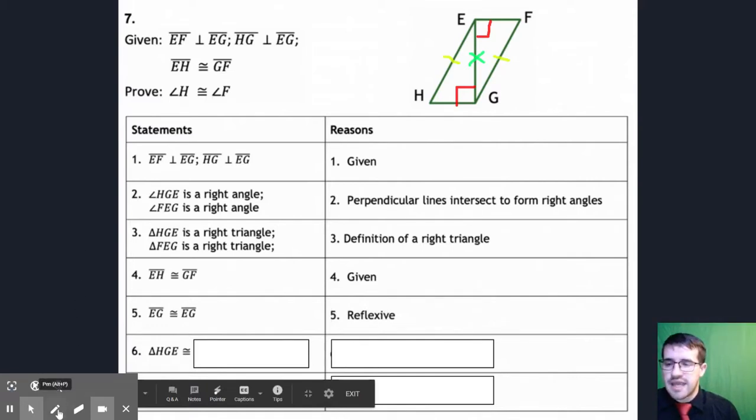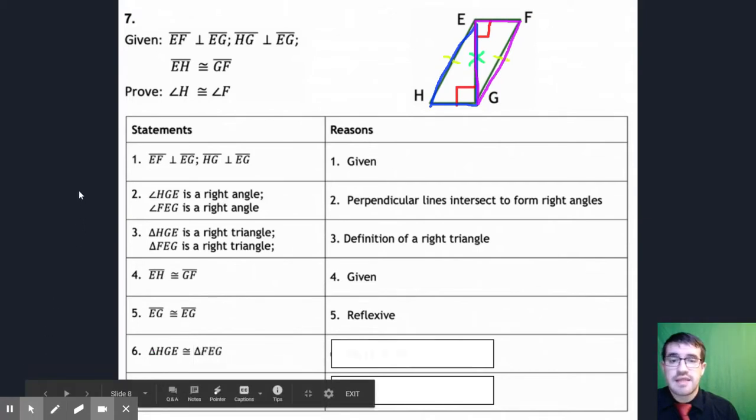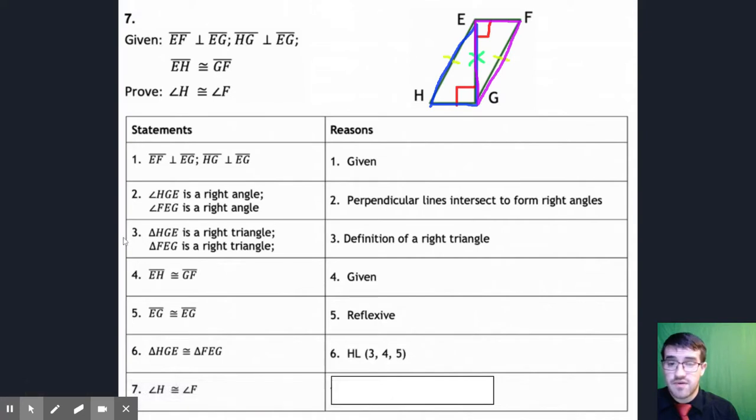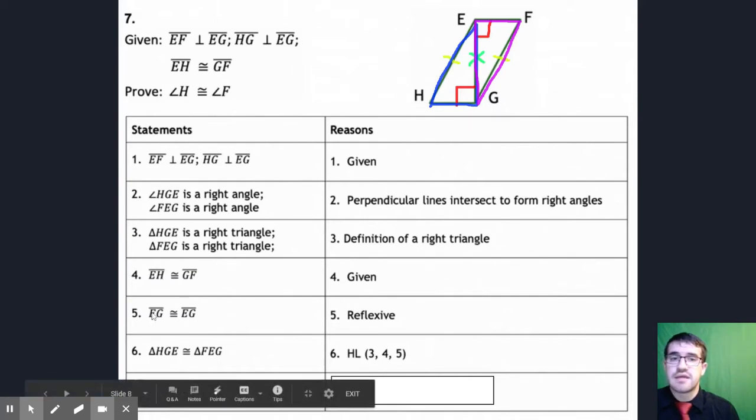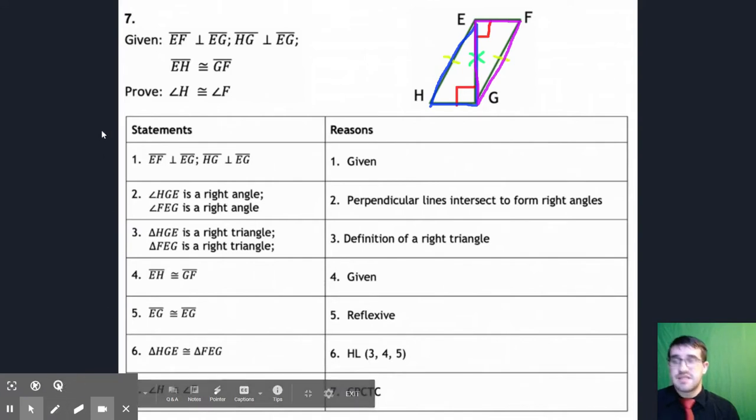And then triangle HGE, I'm going to try and do this in blue. HGE is going to be congruent to triangle, we're going to follow it the same way. So we start at the outer corner here and we move to the right angle. FEG. And that is by hypotenuse leg seen in statements 3, 4, and 5. So we have the right triangle. We have the hypotenuse in step 4, and then the corresponding congruent leg in step 5. And then we know that angle H is congruent to angle F by CPCTC.